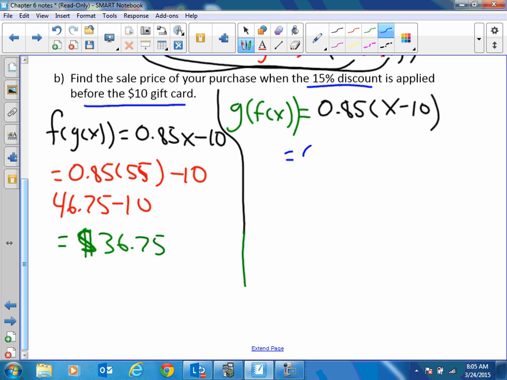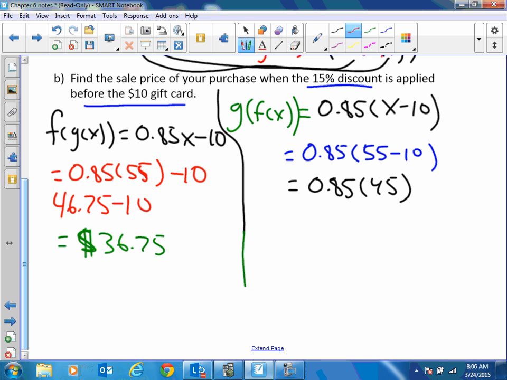You've got 0.85 times (55 minus 10). 55 minus 10 is 45. And when you multiply those together, you get $38.25. So it's cheaper to do the 15% discount first, and then use the $10 gift card.